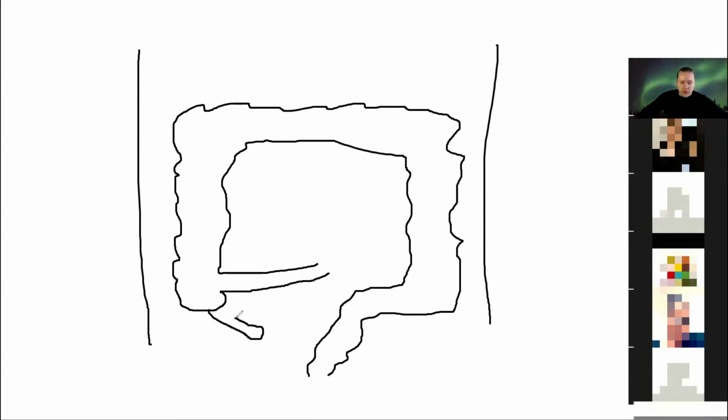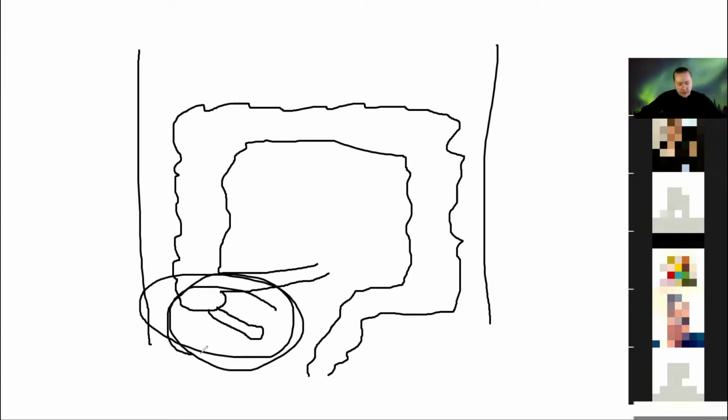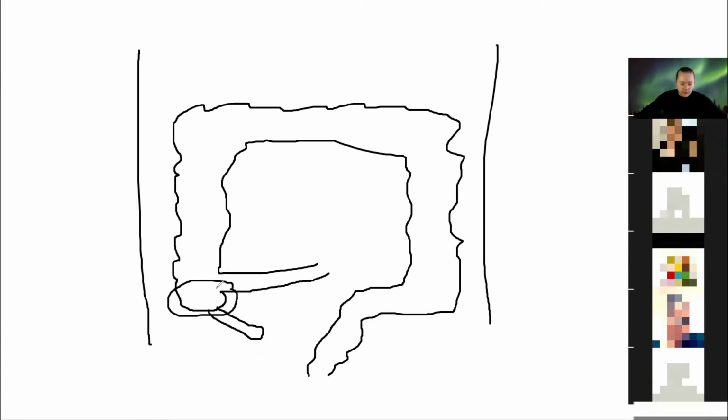And over here, we have our appendix. That's our appendix. The cecum, the ascending part, the liver angle, transverse part, spleen angle, descending part, sigmoid, rectum. And then anal canal at the bottom.